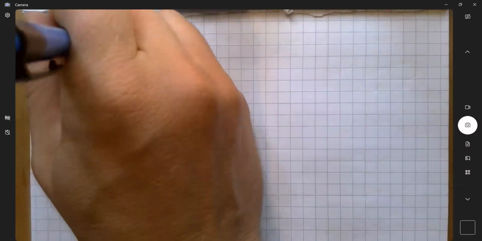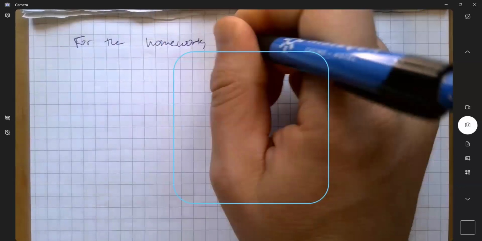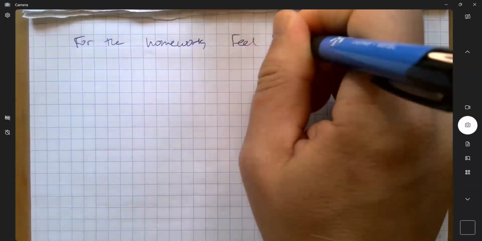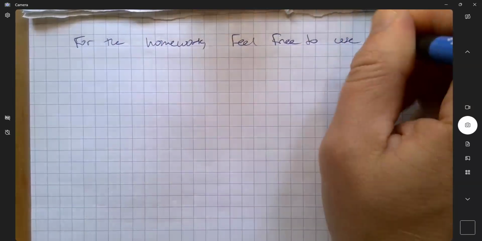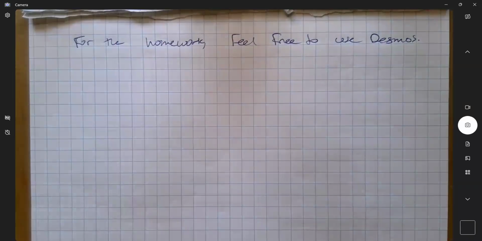All right, let's do another example. But first, I want to tell you that for the homework, feel free to use Desmos. Let's use the technology that we have to make our job a little easier. There are some questions in the homework where your coefficients are a little bit challenging. So let me give you an example from the homework.